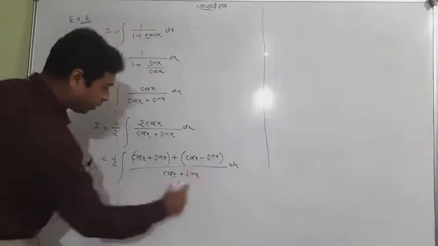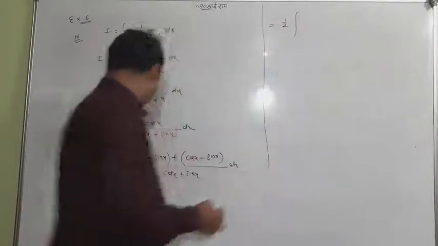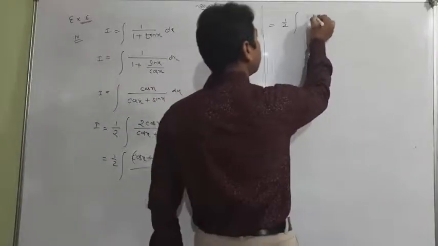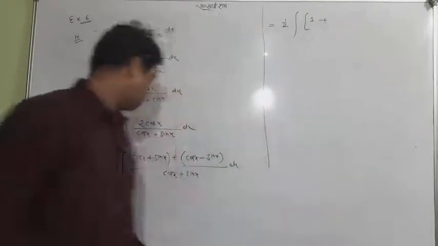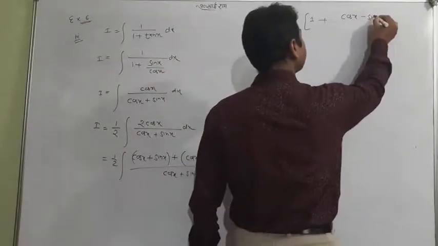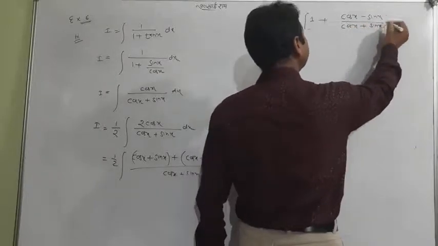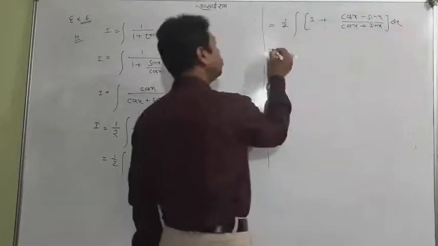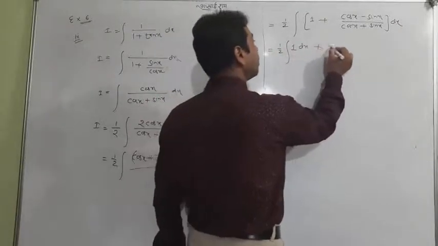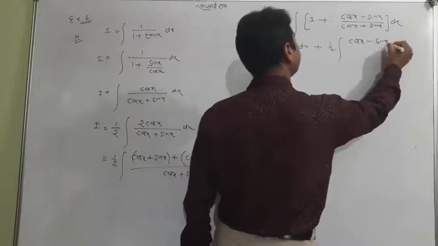Now you can separate the terms. Look at the thing. I will separate the terms. What will come? Cos x plus sin x upon cos x plus sin x, and this is going to be 1. And this is cos x minus sin x upon cos x plus sin x. This is the term. Now what to do? You separate the integration with 1 by 2 multiplying. You will get this term.